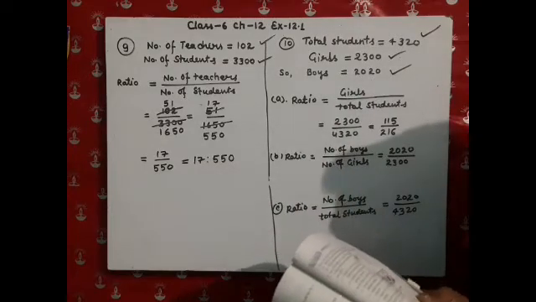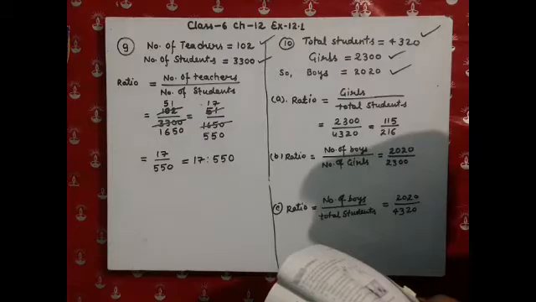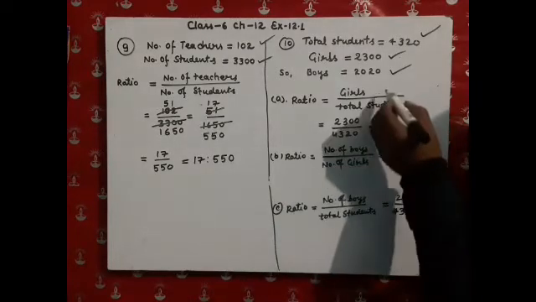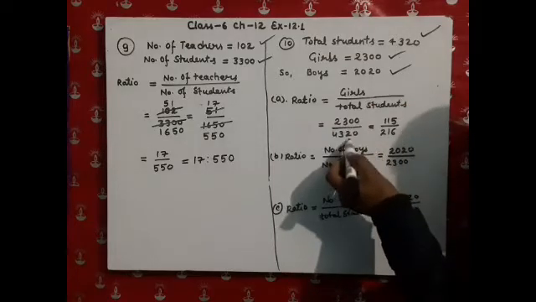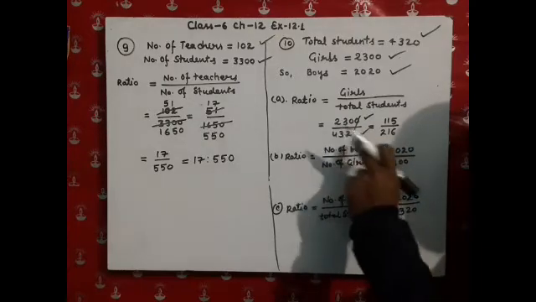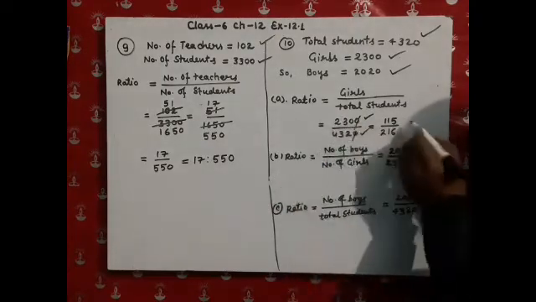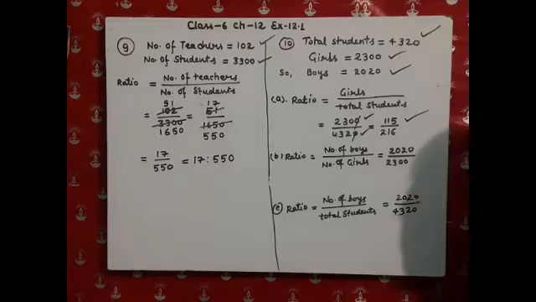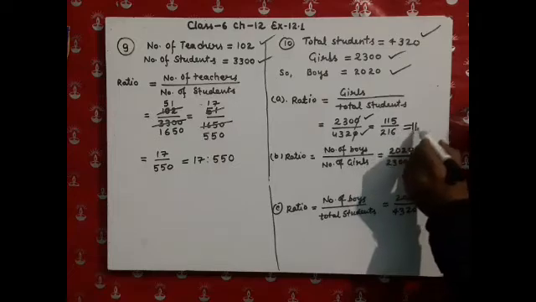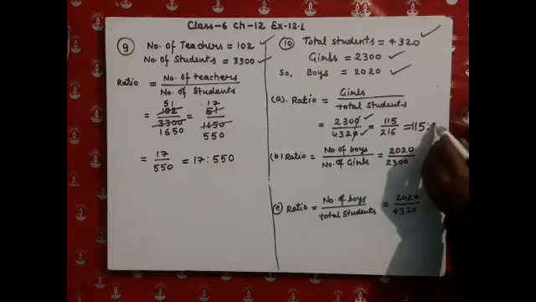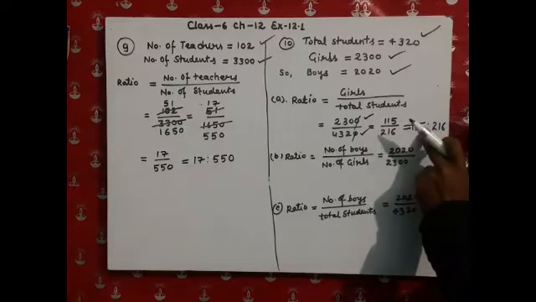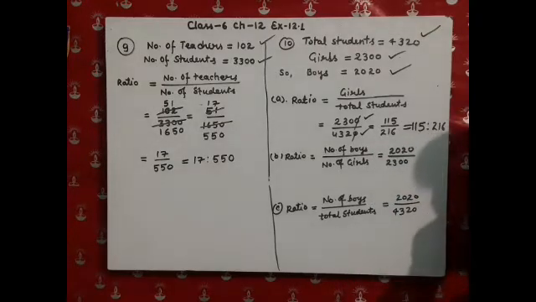Now in part A, the question asks us to find the ratio of the number of girls to the total number of students. So here girls are written and the total number of students is written. Now 0 0 cancel. Now both are divisible by 2. So 2 1. After solving we will get 115/216. Now it is not divisible, so we will write the ratio 115 ratio 216.